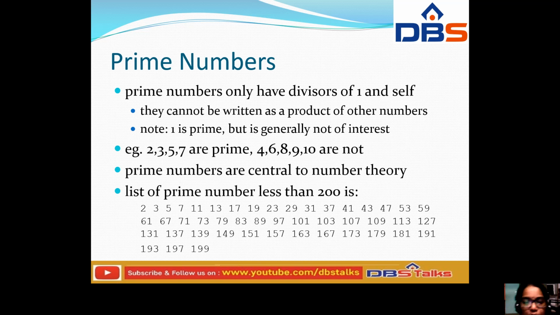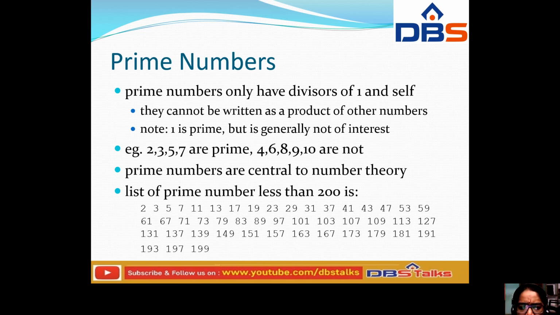So we have already discussed prime numbers. Prime numbers have only the divisors 1 and themselves, so they can't be written as a product of other numbers. Suppose, for example, we ask what a prime number is. A prime number is anything which is divisible by itself and cannot be divisible by another number. So here in this slide we are talking about prime numbers.